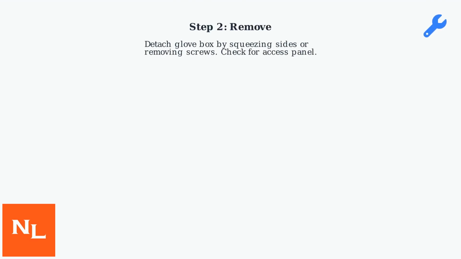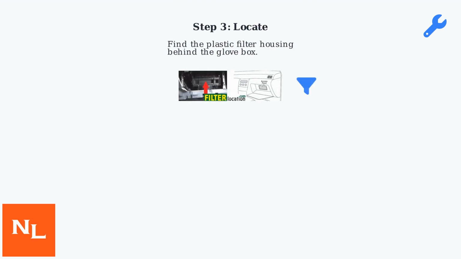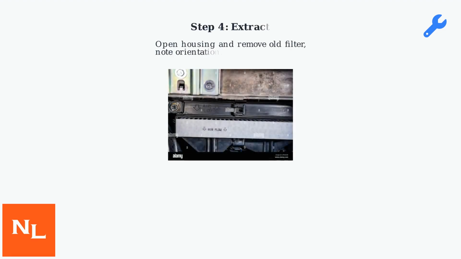Detach the glove box by squeezing the sides or removing any retaining screws. Some models have an access panel behind it that needs removal. Find the filter housing, a plastic rectangle typically behind the glove box. Open the housing and remove the old filter, noting its orientation. Wipe out any debris from the housing.